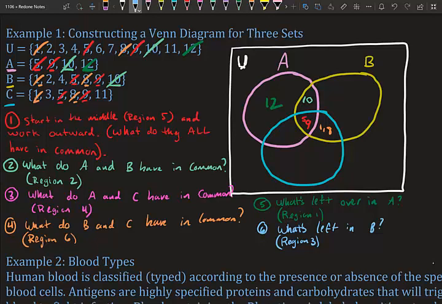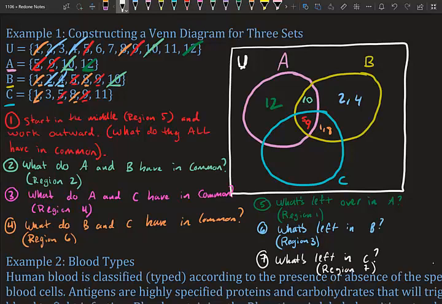All right, now we ask ourselves, what's left in set B, that's region 3? What's left over is 2 and 4. Since we used them, let's go ahead and cancel them out. And last but not least, we have set C. That's the last one we have to answer to figure out what's left over in it. Now we're talking about region 7, so what's left over in C? The only thing we have left over in C is 3 and 11. Since we used them, let's go ahead and cancel them out.